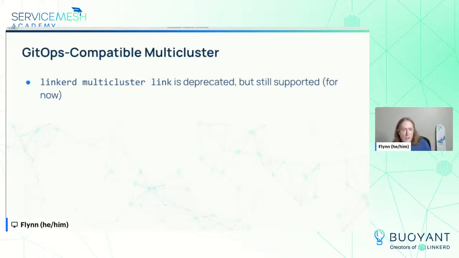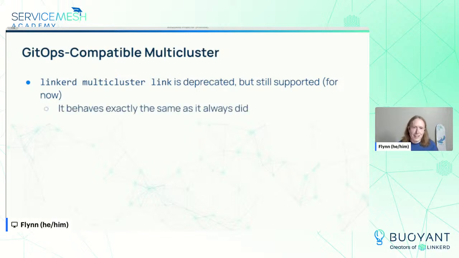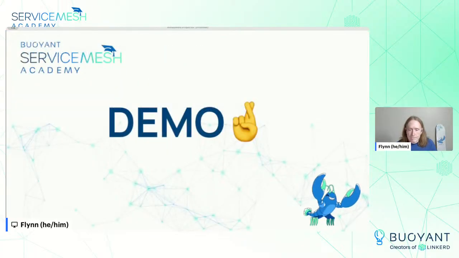Linkerd multi-cluster link for the moment still works. It is deprecated. It does exactly the same thing that it always did for the moment, other than tell you, hey, this is deprecated, please use link-gen instead. But for the moment, it's still there. This is a surprisingly simple summary for a surprisingly difficult piece of work.